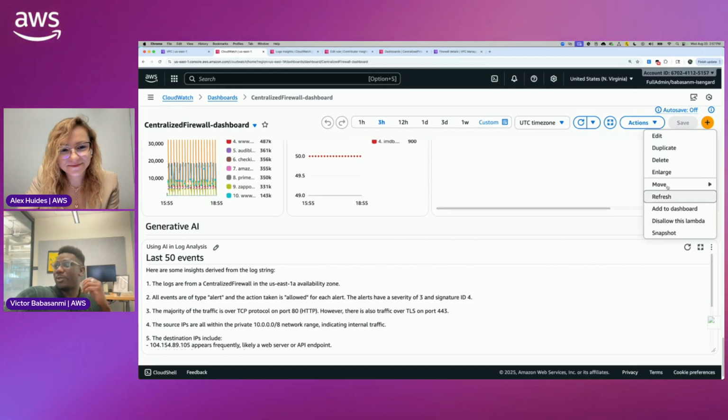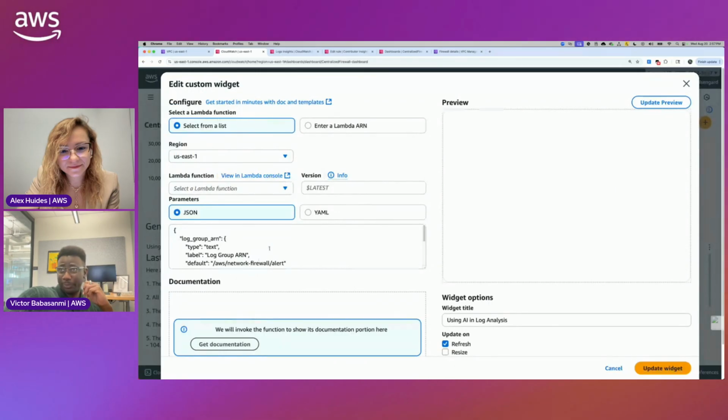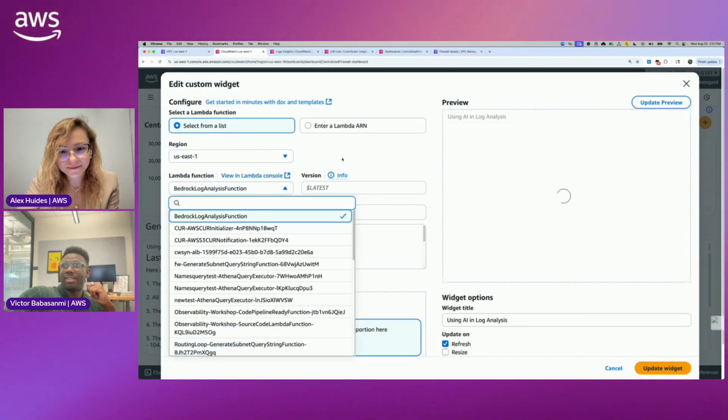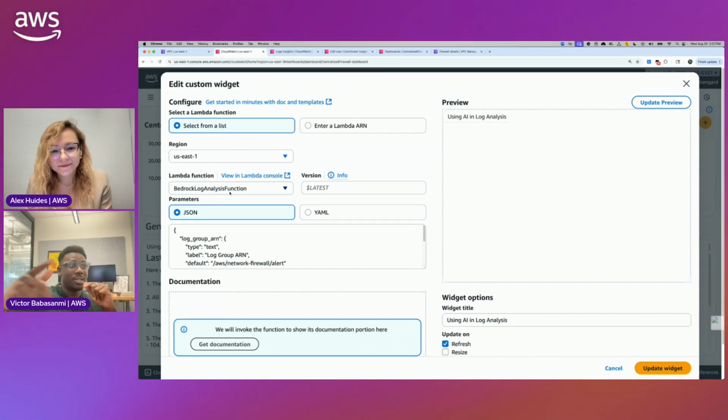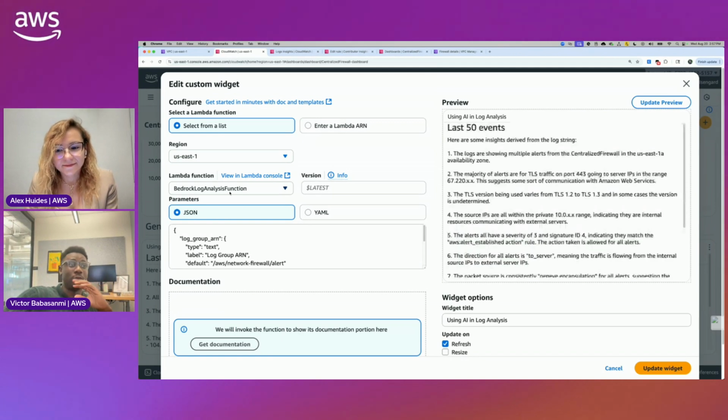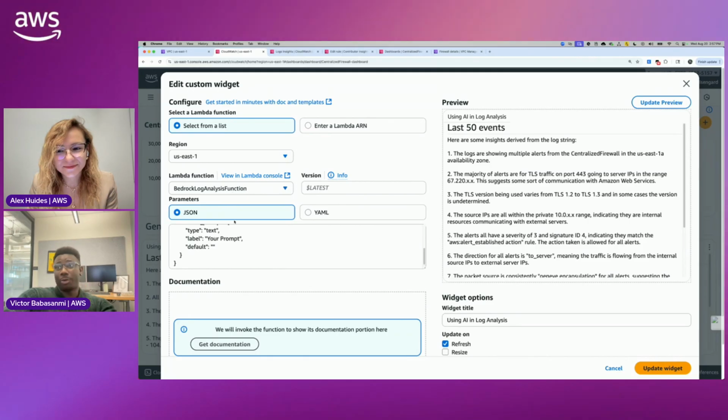Well, what am I doing behind the scenes? I'm just going to edit this widget here. I have this Lambda function that's basically behind the scenes. It's talking to Bedrock. It's using Amazon Nova Micro to do this analysis, so it gives me a summary. It has these parameters here that I can use to customize the Lambda function that is doing the query. So I can actually come here and maybe ask a question.